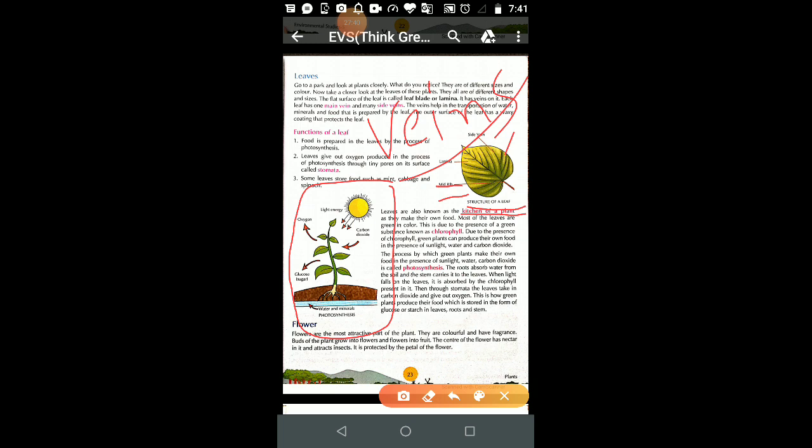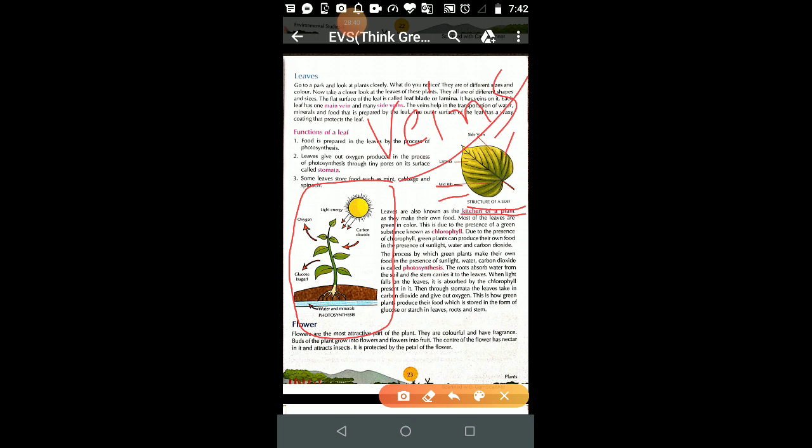So what is the function of the chlorophyll? Student, chlorophyll absorbs the sunlight. What does chlorophyll do? Chlorophyll absorbs the sunlight. Because it absorbs the sunlight, the light of the sun is absorbed by chlorophyll.